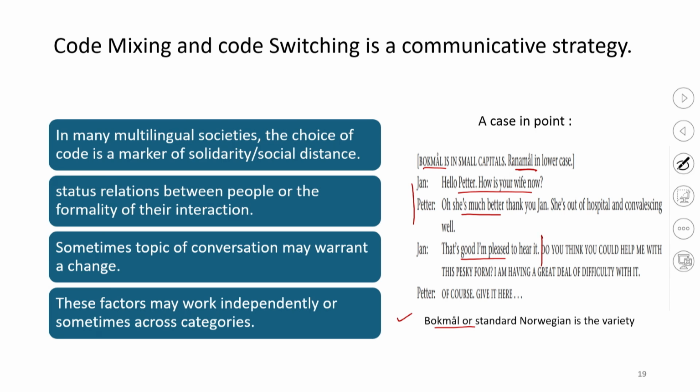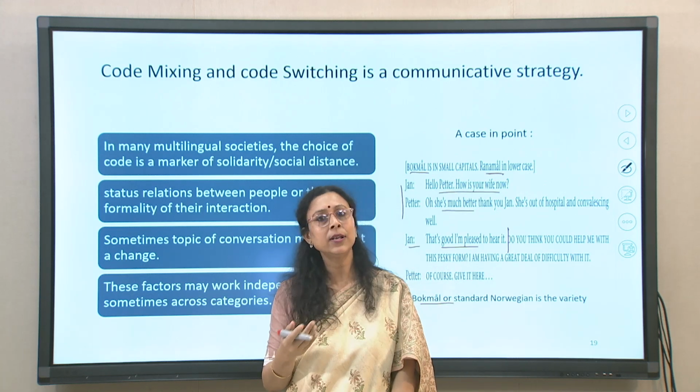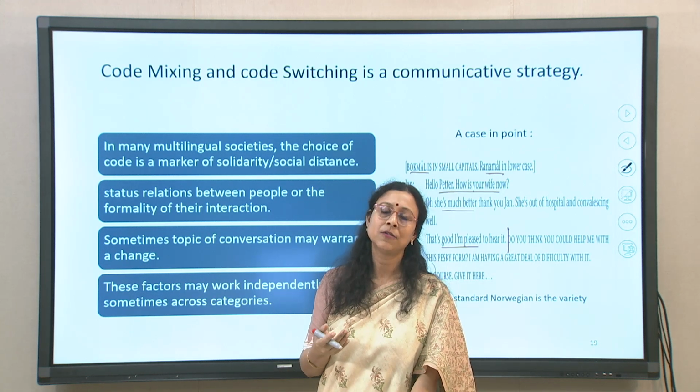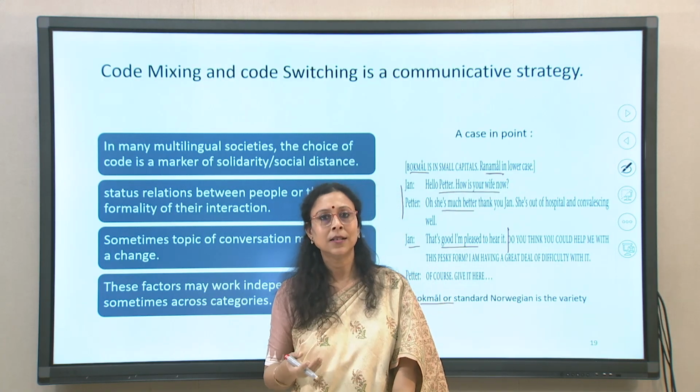Now he talks about the exact purpose for which he has come to this office, and then he starts talking about the tax. So, do you think you could help me with this pesky form? Within the same sentence, he changes from the informal to the formal variety of the language, because the topic changed. When they were talking about family, how is your family doing and so on, it was the local variety, and as soon as he is talking about the actual work for which he has come there, he switches to the formal variety.